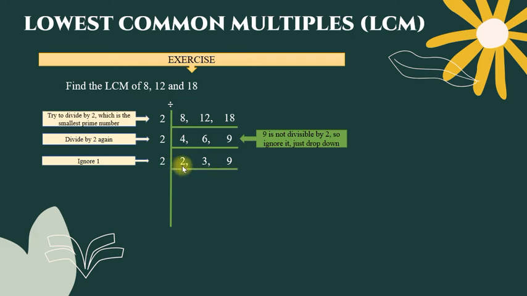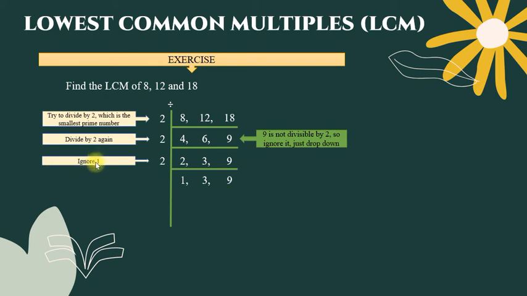Okay, so 2 divided by 2 is 1. 3 divided by 2 cannot, so we ignore 3. And 9 also cannot divide by 2, so we ignore 9. 9 cannot divide, we just drop down 9. Okay, this one is wrong.